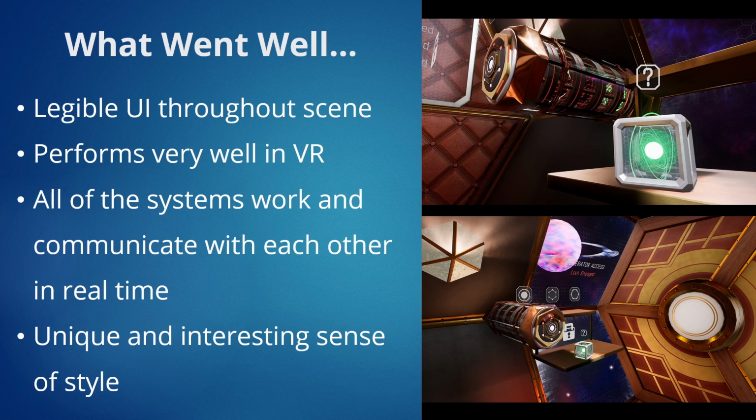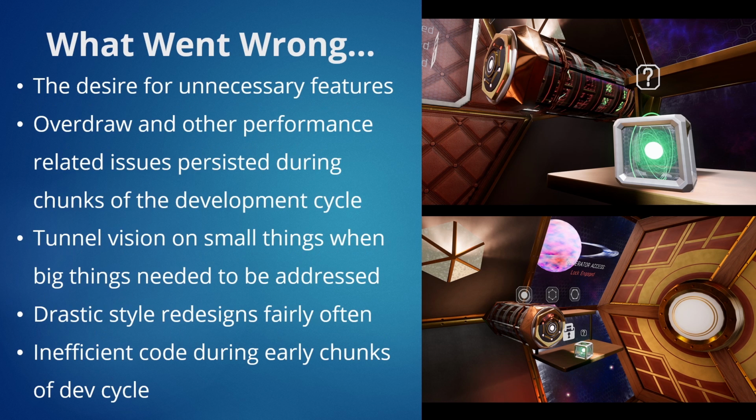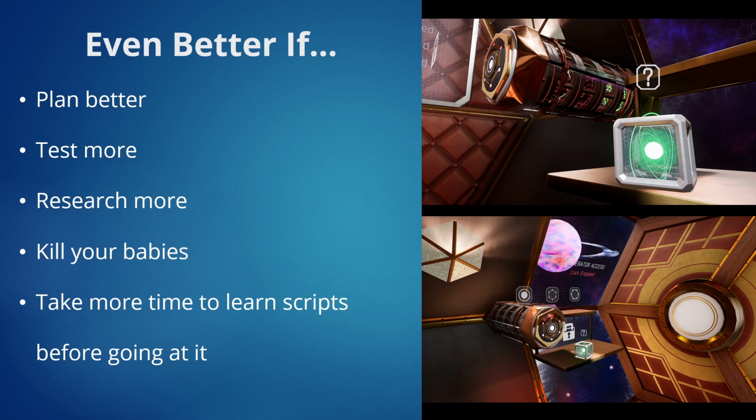What went well? Legible UI throughout the scene, performs very well in VR, all of the systems work and communicate with each other in real time, unique and interesting sense of style. What went wrong? The desire for unnecessary features. Overdraw and the performance-related issues persisted during multiple milestones of the development cycle. Tunnel vision on small things when big things needed to be addressed. Drastic style redesigns fairly often, and inefficient code during early chunks of the dev cycle.